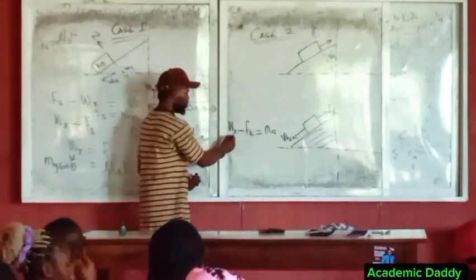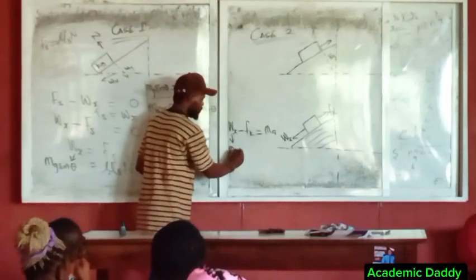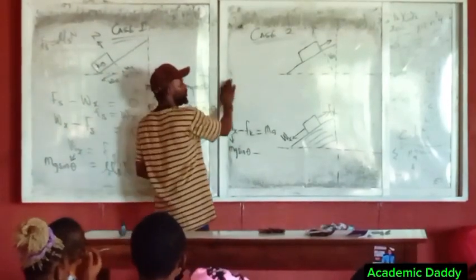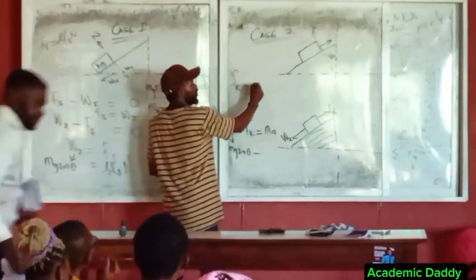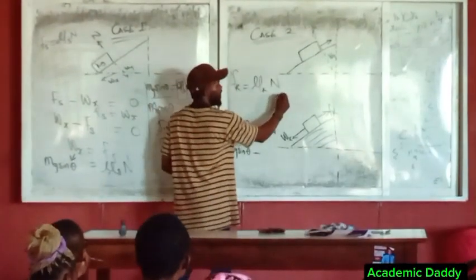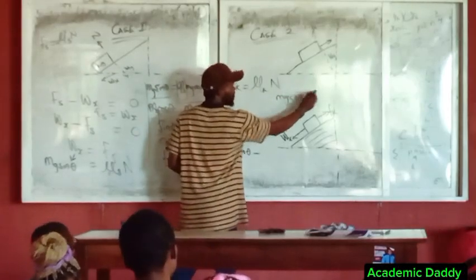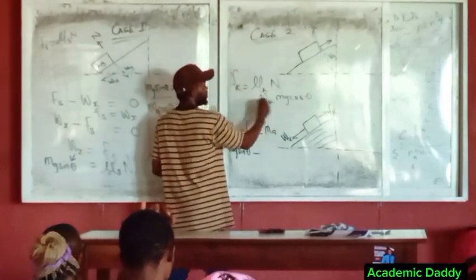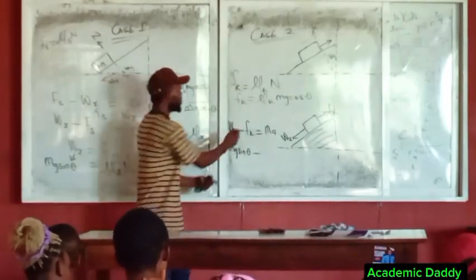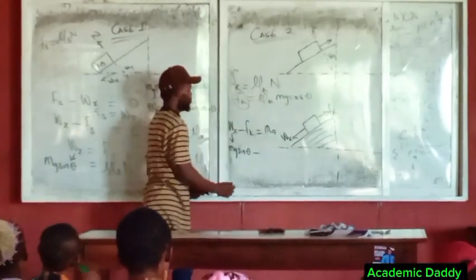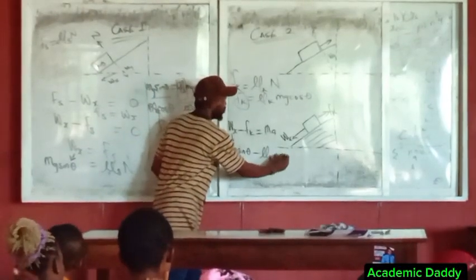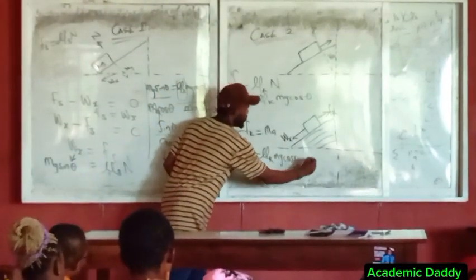Now, if I analyze this, Wx is mg sin theta, minus Fk. If you remember when we did this, kinetic friction is equal to the coefficient of kinetic friction times the normal reaction. And the normal reaction is mg cos theta, right? So everything about this, I will replace with this, so that I have minus the coefficient of kinetic friction times mg cos theta is equal to ma.